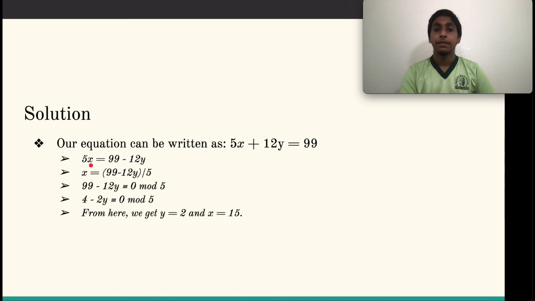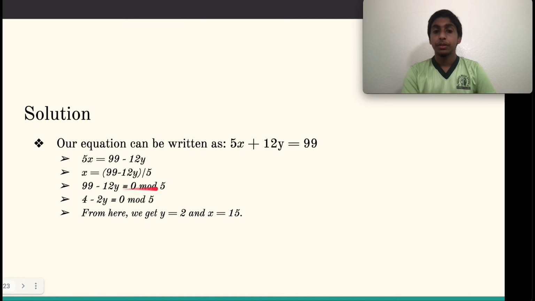So here we have 5x is equal to 99 minus 12y. We just brought 12y to the other side. Then x is equal to 99 minus 12y divided by 5. Now here we can rewrite this. What this is saying is when I divide by 5, I'm getting a remainder of 0. So I've rewritten this as 99 minus 12y is congruent to 0 mod 5. I get no remainder. Now 4 minus 2y: when I do 99 divided by 5, I get 4. So that's how I got my 4 here.